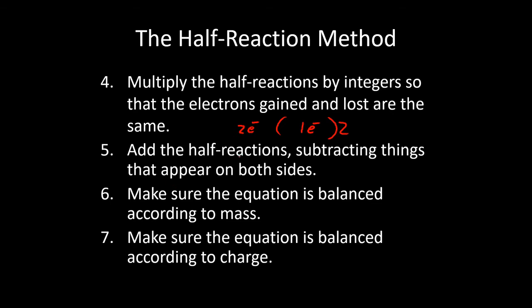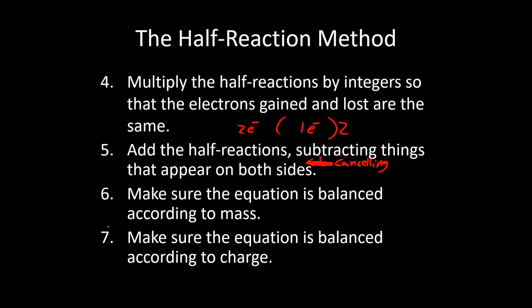Number 5, add the two half reactions together, subtracting things that appear on both sides. And really it should say canceling. Well, if I could spell canceling. So if you have, for example, 2 waters on the left side of the reaction and 3 waters on the right side of the reaction, you're going to cancel out 2 waters on both sides. So you're left with only 1 water on the right side of the equation.